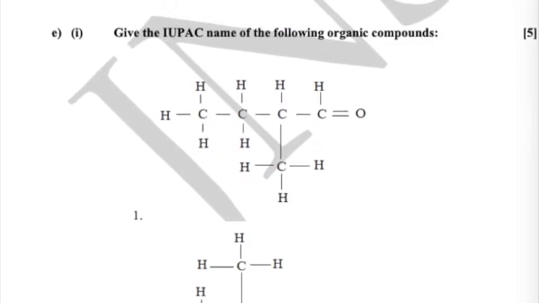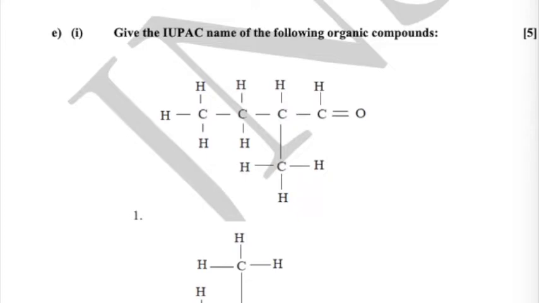Give the IUPAC name of the following organic compounds. First one was 2-methylbutanal. Second one was 2-methyl-2-bromopropane. Do you write bromo first? No, not bromo first. What was it? 2-methyl. Yeah, alphabetical.